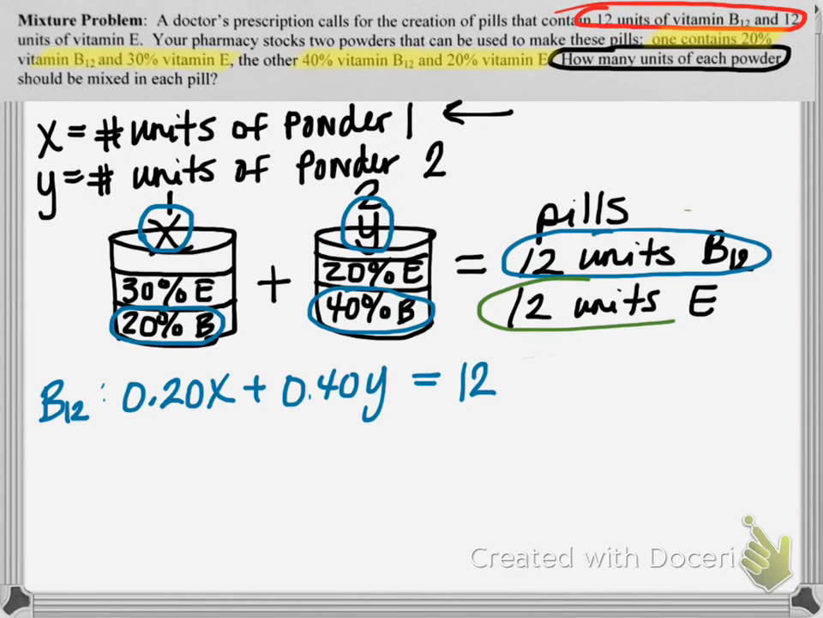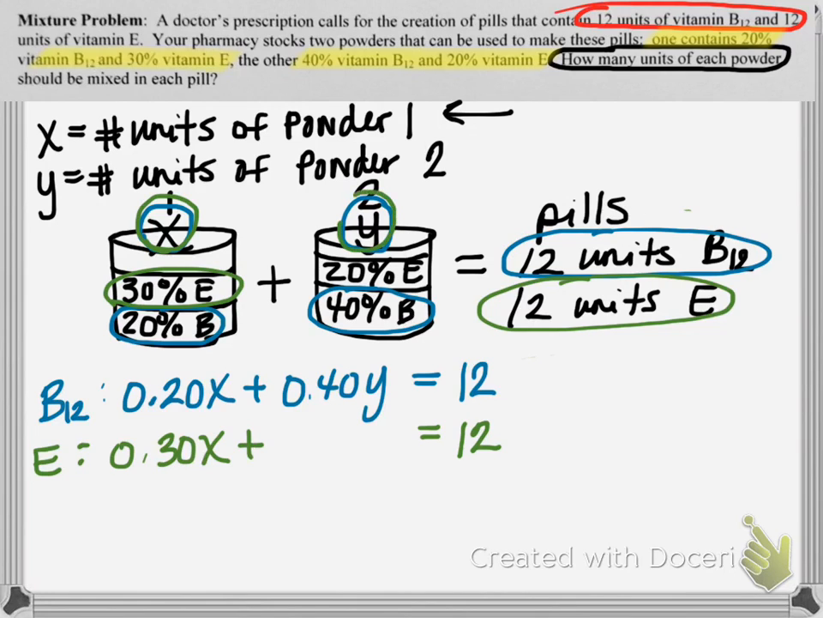And now we go to vitamin E. Same idea, I would like to have 12 units of vitamin E, so I could mark this as my vitamin E equation. I have X units of powder 1, but it's 30% vitamin E, so that would be 0.30X, plus my second powder, I have Y units, and it's 20% vitamin E.